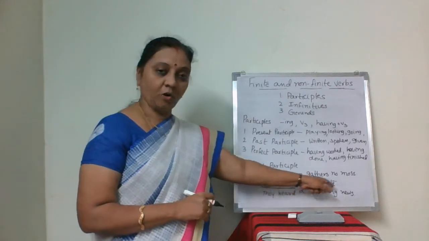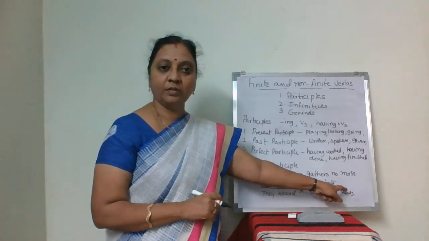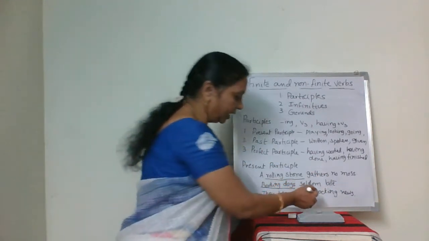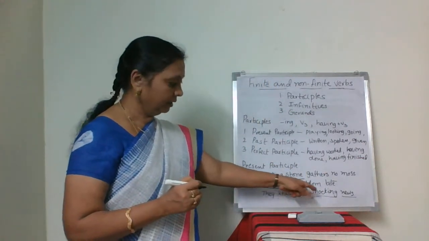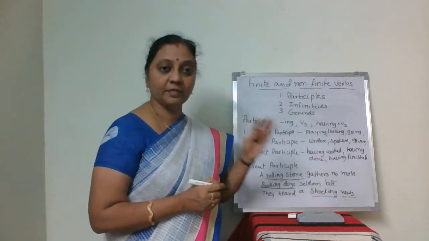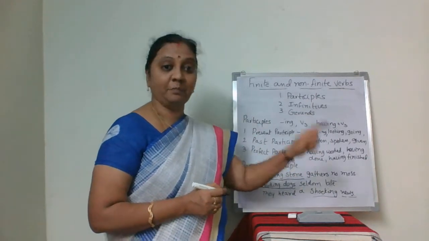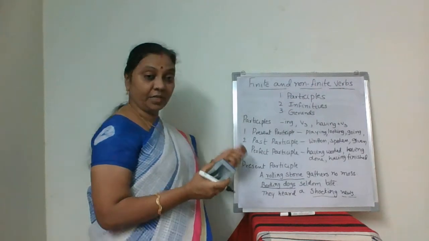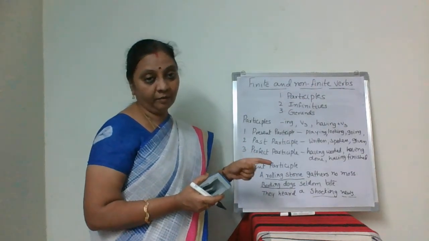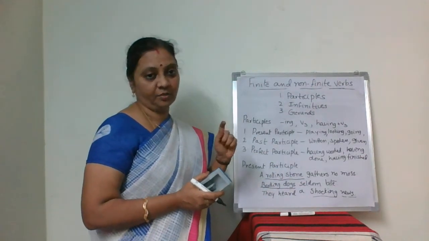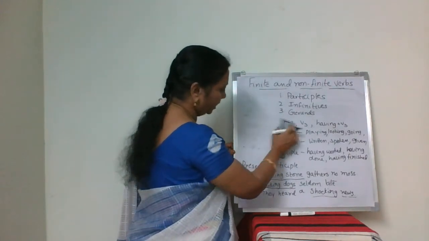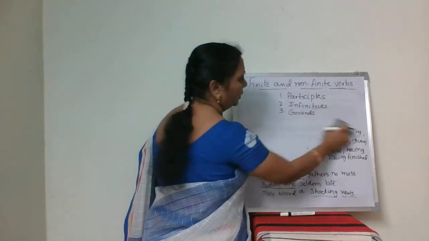They heard a shocking news. News is again a noun, shocking news. Shocking becomes an adjective and it is a present participle. So news is a noun, shocking is an adjective, and shocking is a present participle. I heard an interesting story. Story is a noun, interesting story, adjective. Like that you have to see. Then next we do past participle.